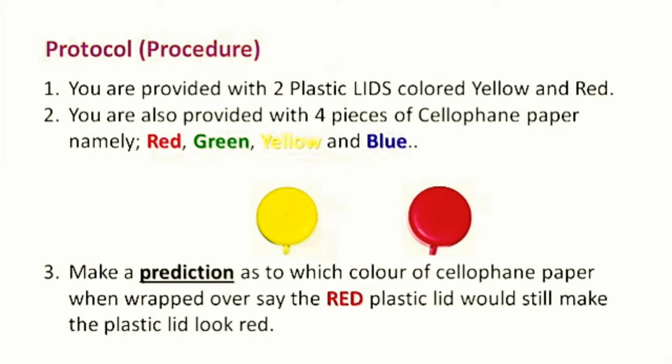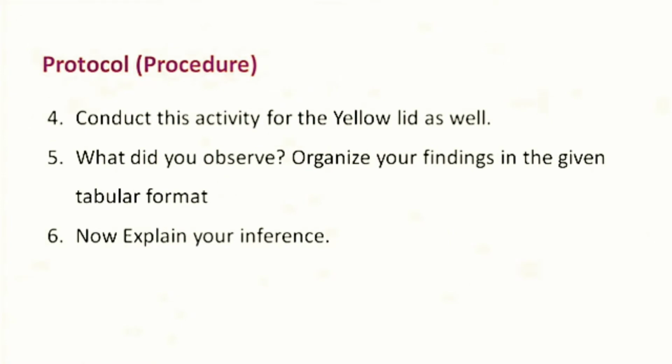So you are provided with 2 plastic lids, colored yellow and red. You are also provided with 4 pieces of cellophane paper, namely red, green, yellow, and blue. So you see the lids down there. So make a prediction as to which color of cellophane paper, when wrapped over, say, the red plastic lid, would still make the plastic lid look red. So conduct the activity for the yellow lid as well.